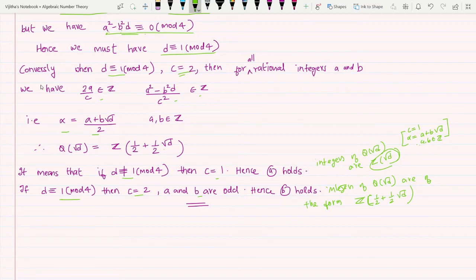So we have to remember the two conditions clearly. If Q of root d is a quadratic field and if d is not congruent to 1 mod 4, then c equal to 1 and the integers of Q of root d are of the form Z of root d. If c equal to 2, d is congruent to 1 mod 4, and a and b are odd numbers, then the integers of Q of root d are of the form Z of half plus half root d.